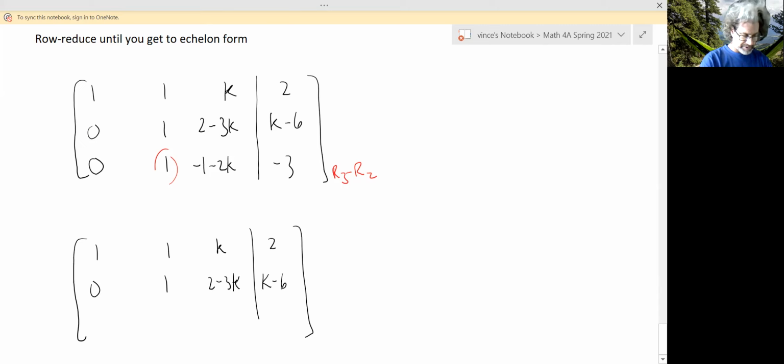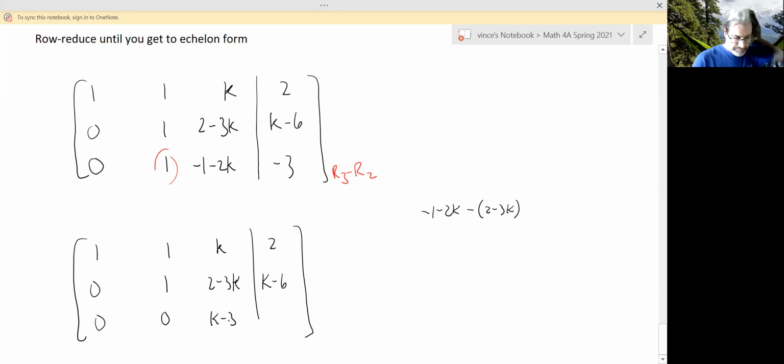And the third row is where I'm calculating. The 0 stays 0. 1 minus 1 is 0. Now I have to be careful, right? I'm doing -1 minus 2k minus 2 minus 3k. So -1 minus 2k minus 2 minus 3k. So you piece that together and you end up with what? k minus 3? I think that's k minus 3.